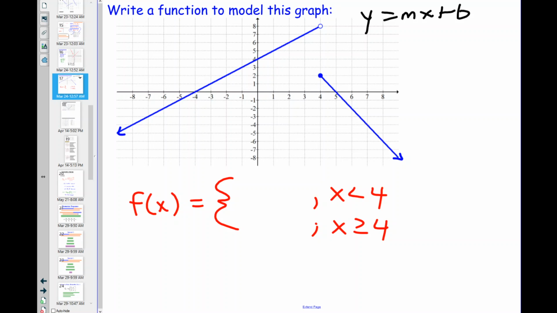Part of the reason why I think we struggle with these is not so much because we don't understand the piecewise part of it. I think it's just because we never really learned how to graph and write linear functions. So to answer your question, Julian, yes, I'm at the point right now where I need a slope and I need a y-intercept.